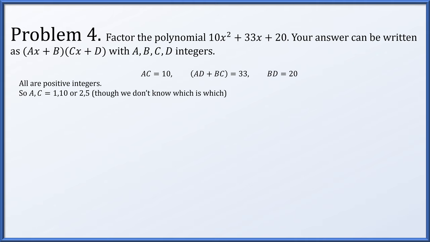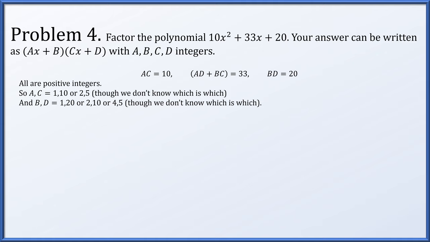I am not saying that A is 1 and C is 10. It could be the other way, A is 10 and C is 1. As a pair, the pair of them is either 1 and 10, or possibly 2 and 5. Similarly, B times D should be 20, and we've gone ahead and presumed them to be positive. So either the pair is 1 times 20, 2 times 10, or 4 times 5. But again, I don't know which is which.